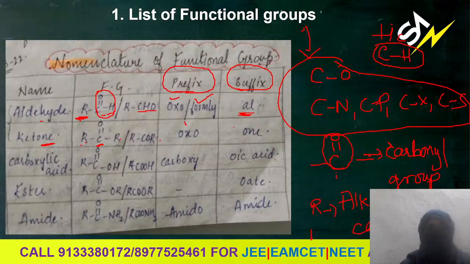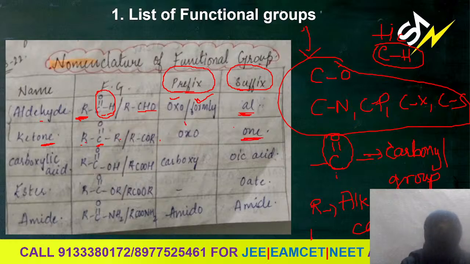But more commonly textbooks or the chemist says formyl is a better word, a better prefix for aldehyde. So ketone is nothing but RCOR, oxo is a prefix, whereas suffix is one. Don't pronounce this as one, this is on, ketone, on.